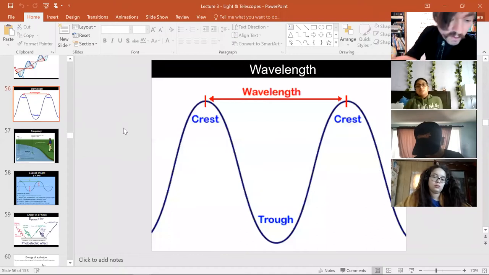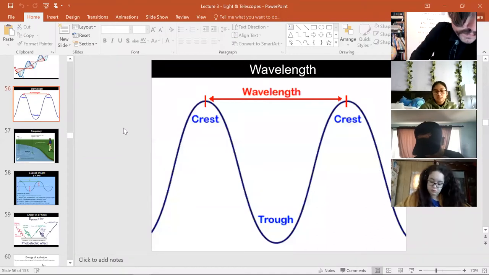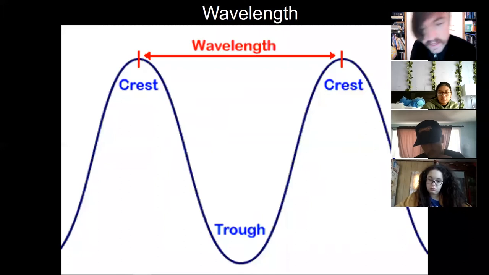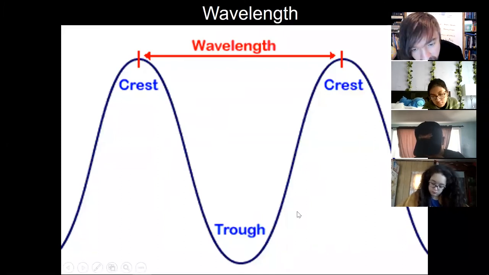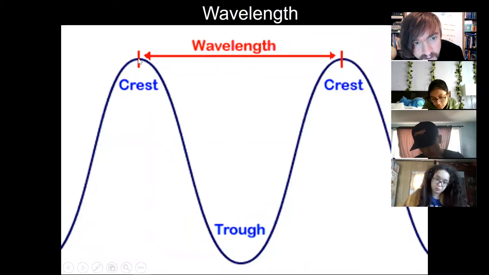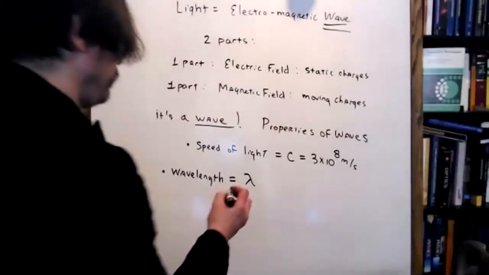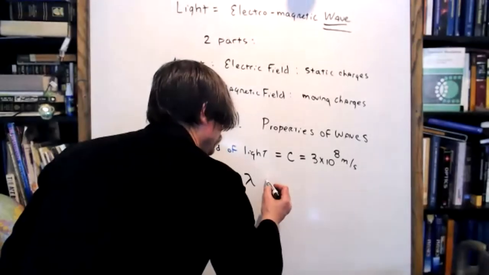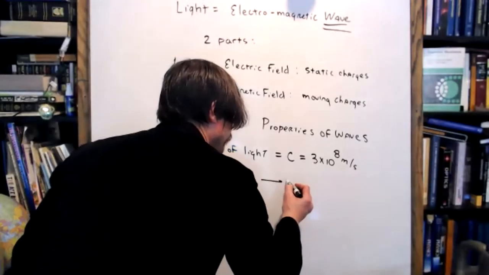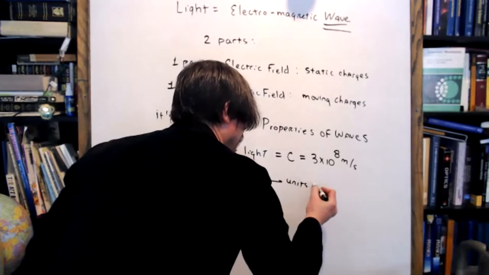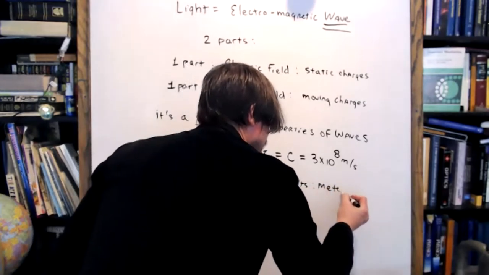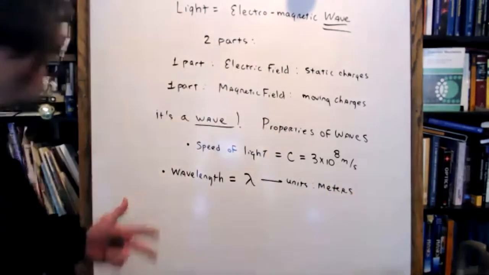So here's a picture of what wavelength looks like. Wavelength is the distance of the repeating pattern of the wave. It goes from crest to crest. But even though this field is invisible, the wavelength is a real physical distance. It's the distance from crest to crest of your wave. So we usually measure wavelength with units of meters. You guys know about those.